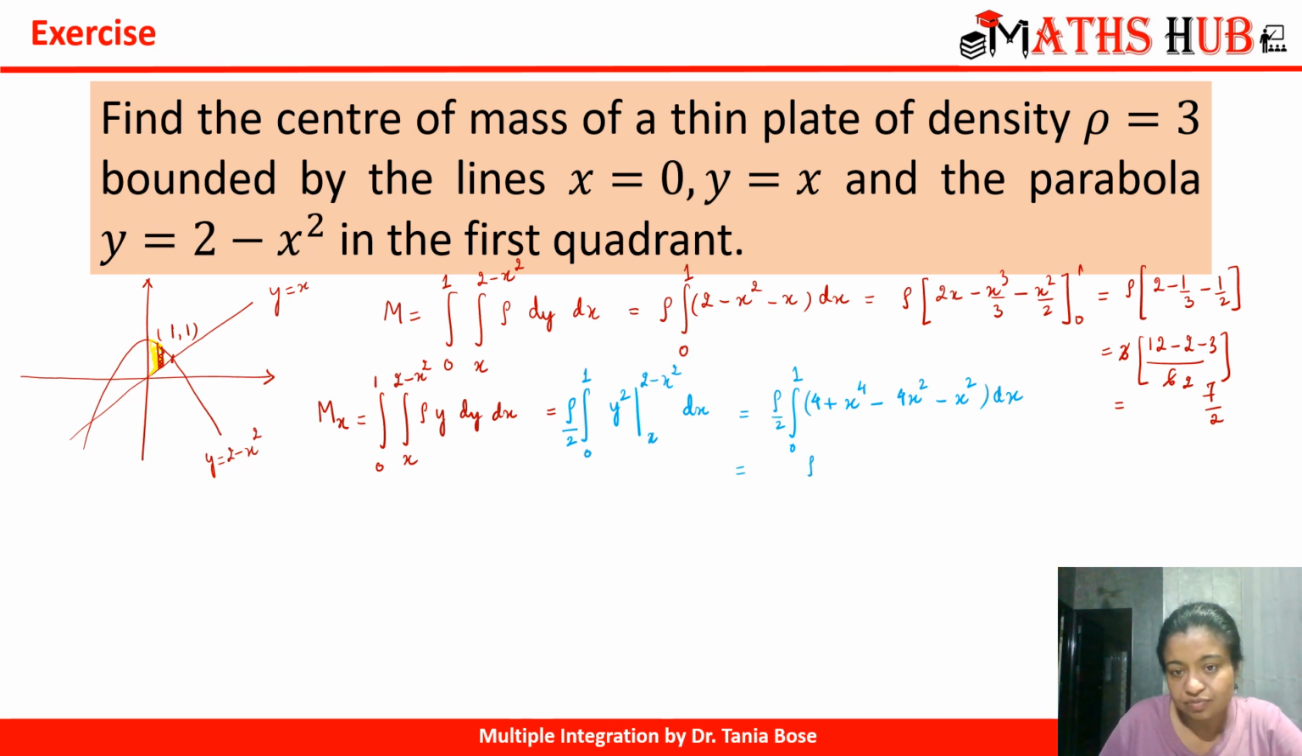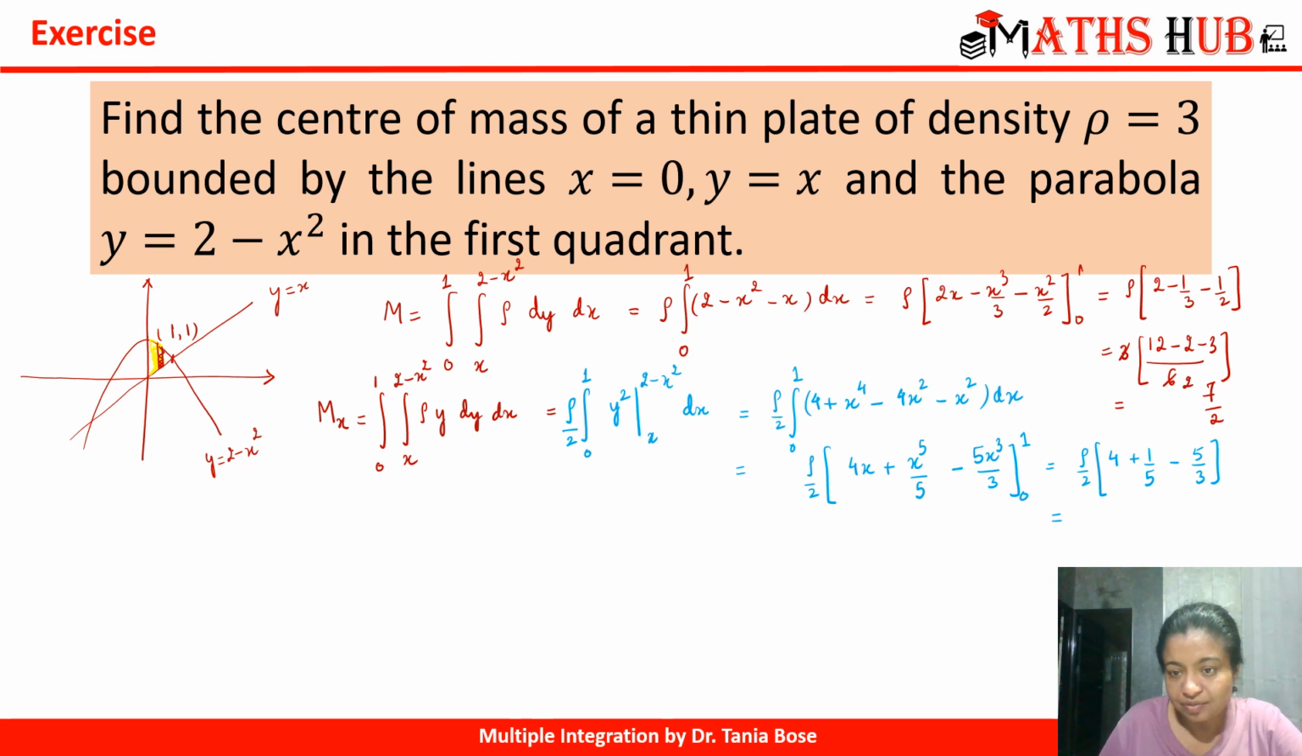So this is rho by 2. Integration of 4 would be 4x. Integration of x to the power 4 would be x to the power 5 by 5. 4x square, and this is 5x square. So when I integrate this, I will get 5x cubed by 3, limits from 0 to 1. So this is rho by 2. When I put the limits, I will get 4 plus 1 by 5 minus 5 by 3.